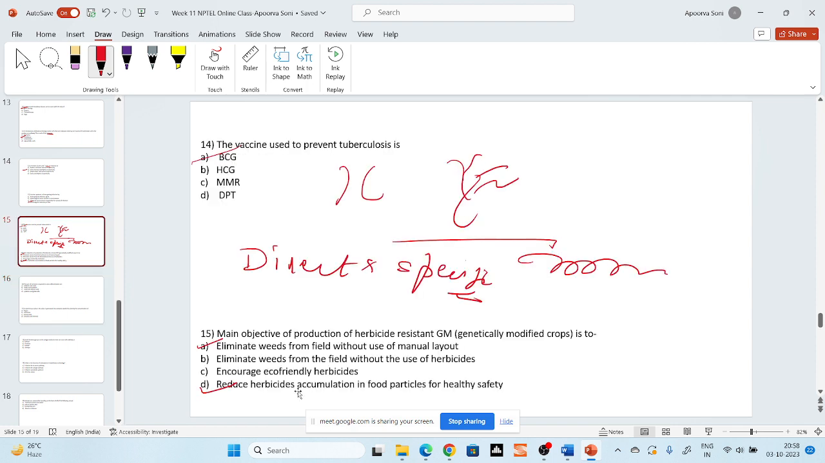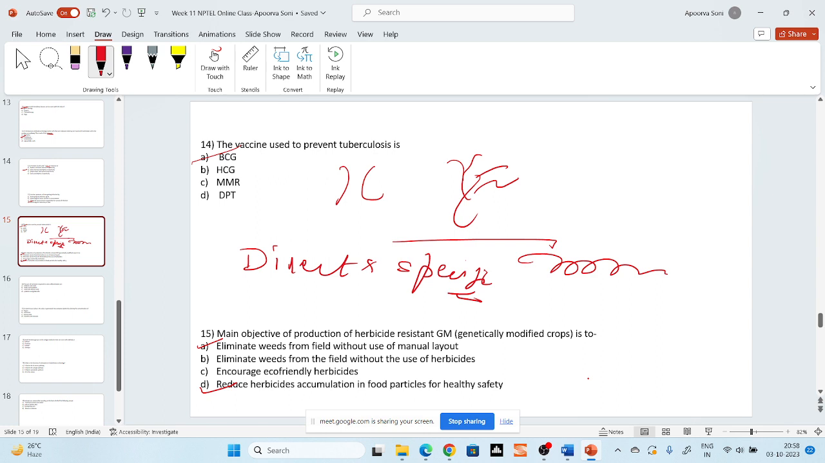the main objective of production of herbicide resistant plants is to reduce herbicide accumulation in food particles for health safety. See, even then this herbicide is getting accumulated in the food particle, and we are concerned with the herbicide accumulation. Why are we concerned? Because the herbicide can also affect us. Of course it is not affecting the plant, but if we consume the plant, it may affect us.